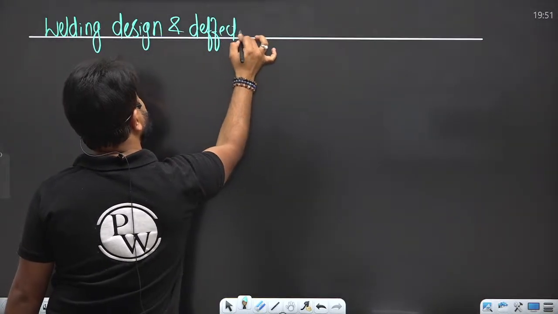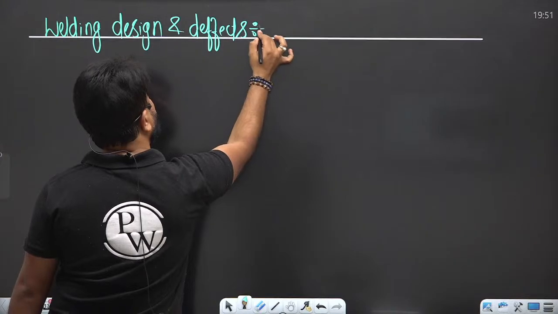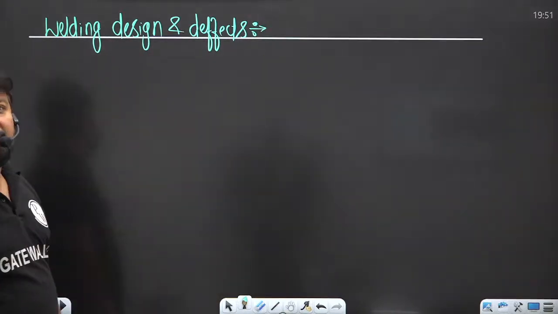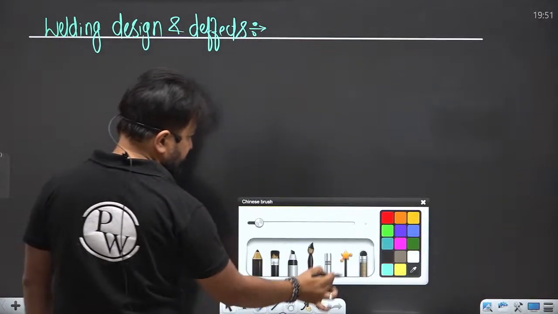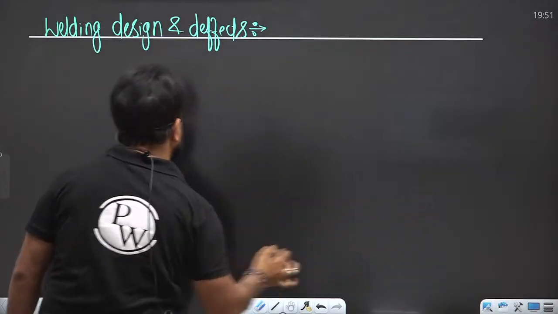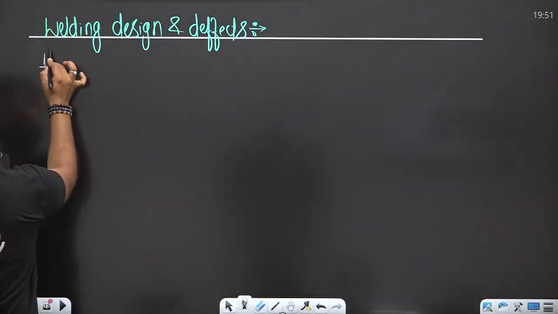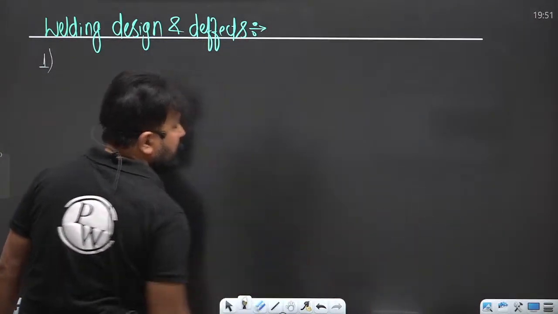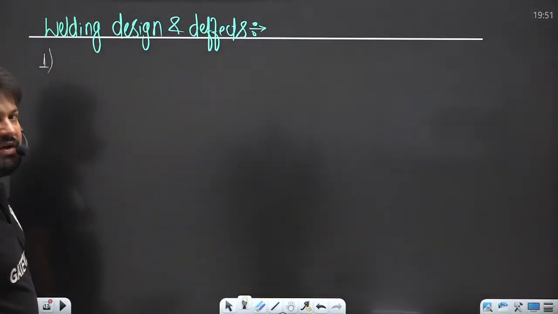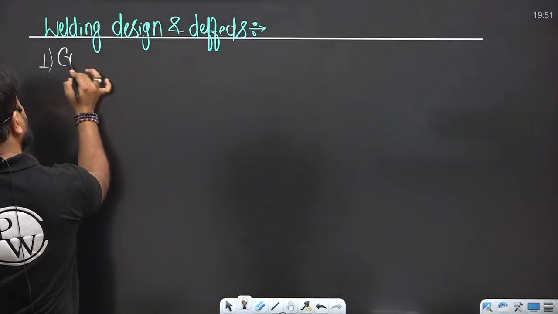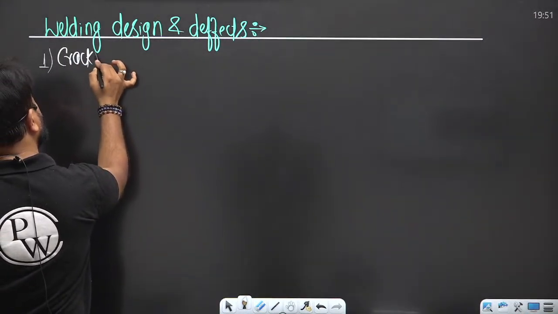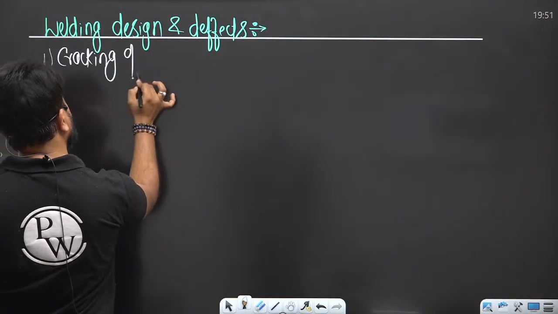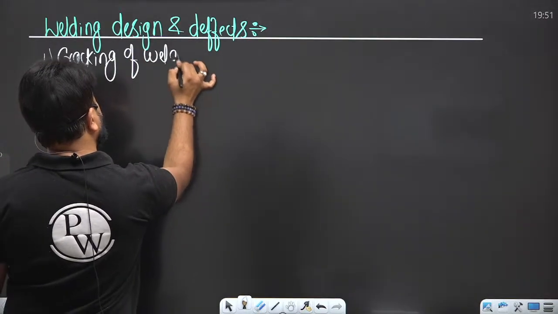Welding design and defects. What are the defects? Defect number one is cracking of weld.